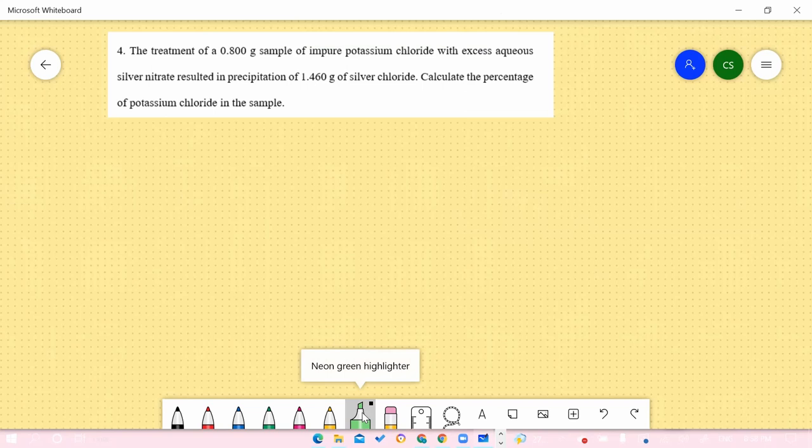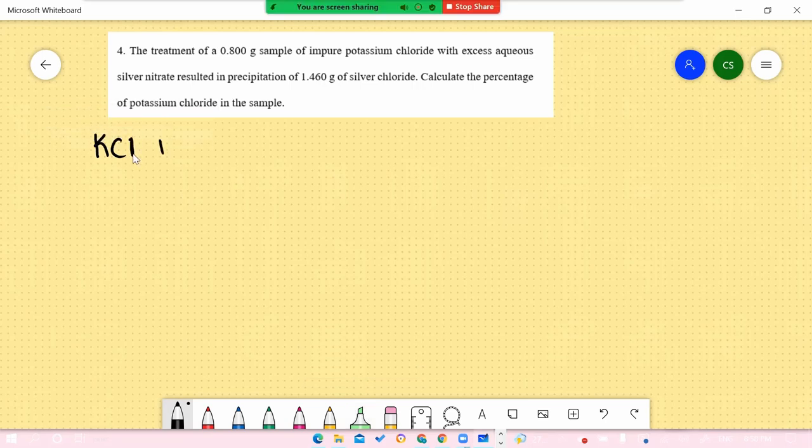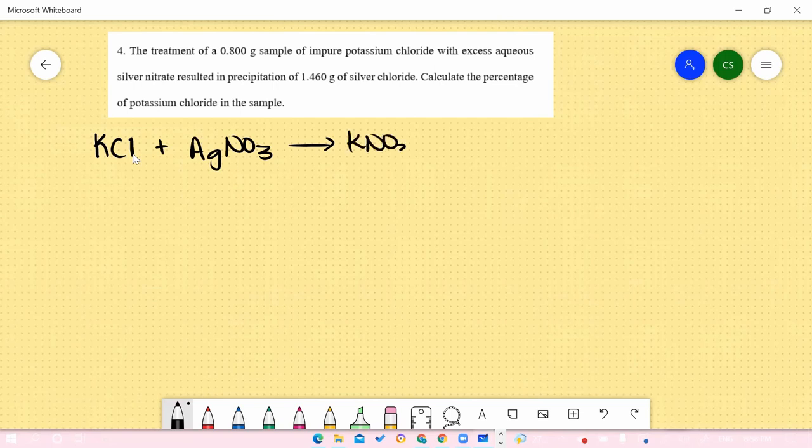So first thing we're going to do is make up our equation. It's going to be KCl plus AgNO3. This is going to be a double displacement reaction, so we're going to form KNO3 plus AgCl. Very good.